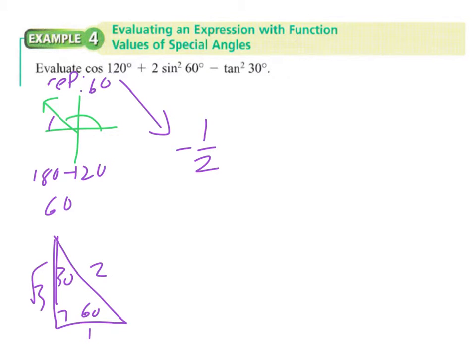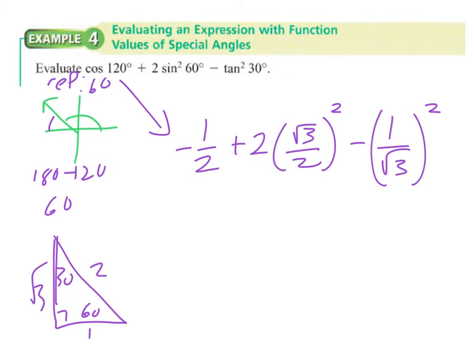Sine of 60, so I already have my triangle, it would be square root of 3 over 2. So we go plus 2, and then the square root of 3 over 2 squared. Then if we move along to the tangent squared of 30, again, I've got my triangle already. The tangent being opposite over adjacent would be 1 over the square root of 3. Typically, I would probably rationalize that, but we're going to square that anyhow. So I might just leave it as it is for now as 1 over the square root of 3.